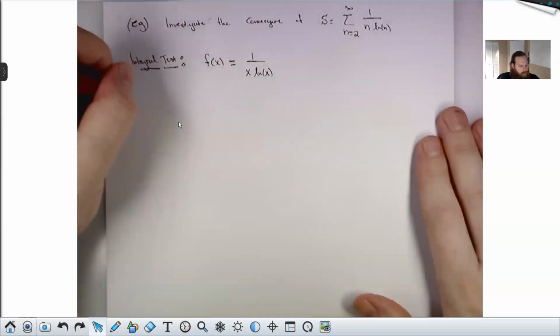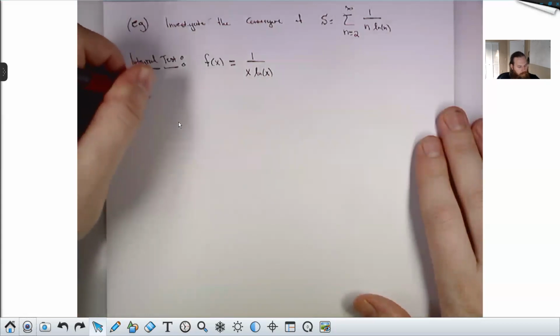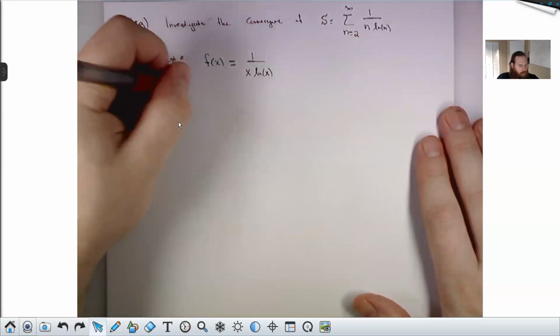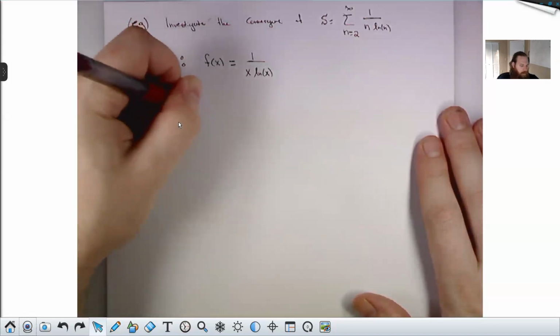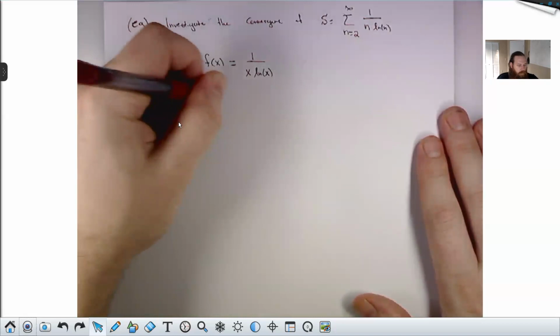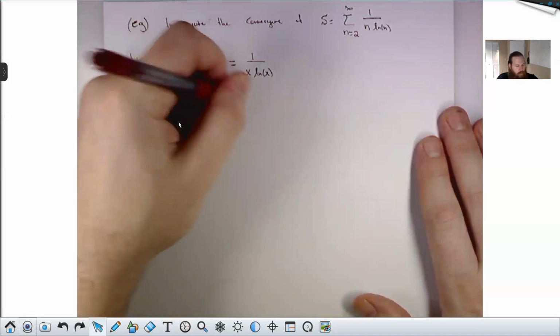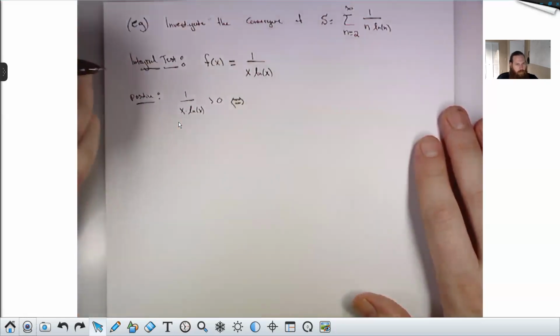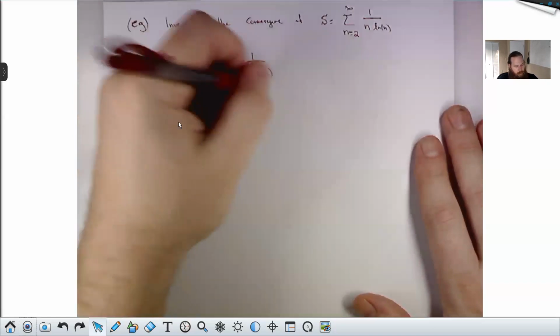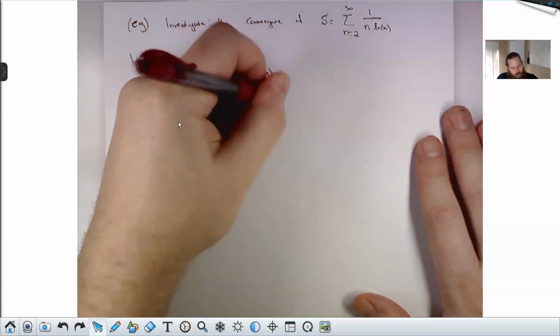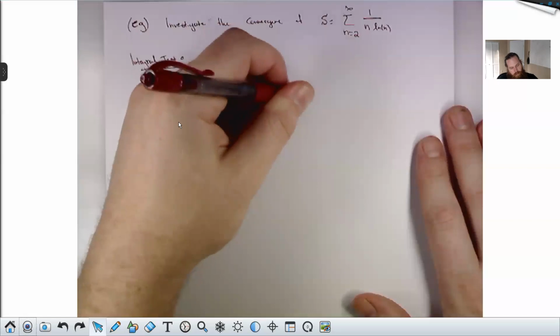Is this positive? Well, 1 over x times the natural log of x is greater than 0 if and only if, again, here it's the reciprocal of something. The top is positive, so this will be true if and only if x times the ln of x is positive.